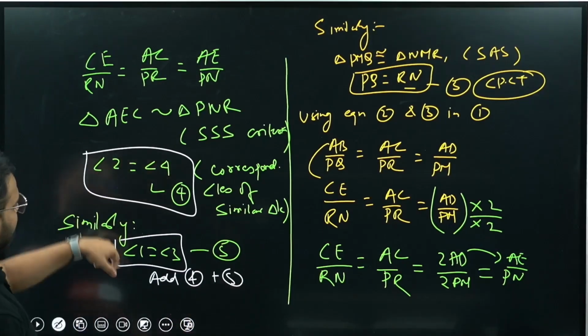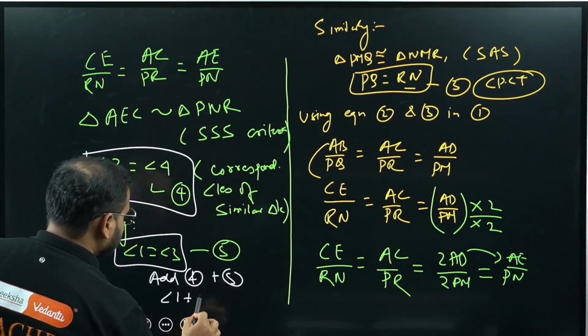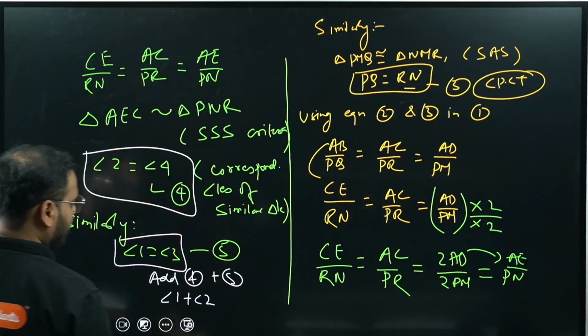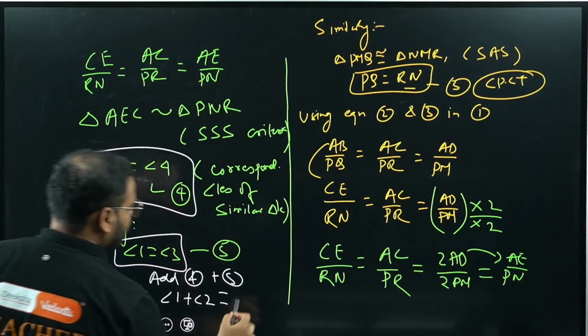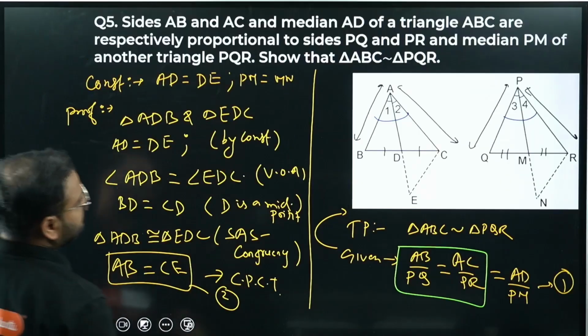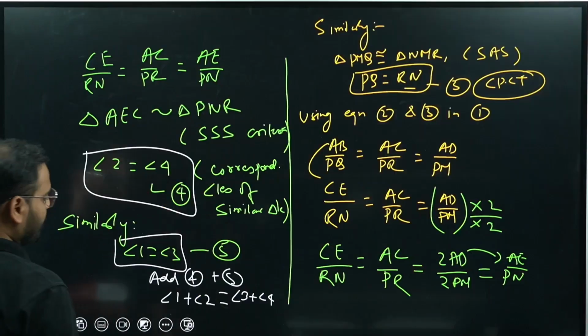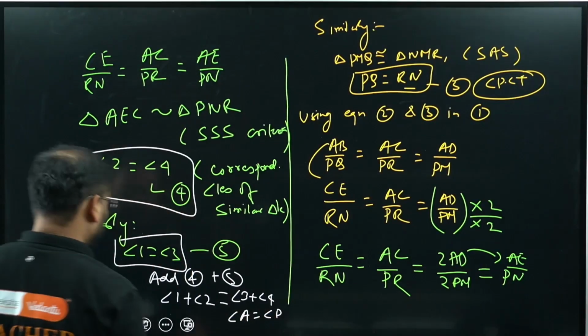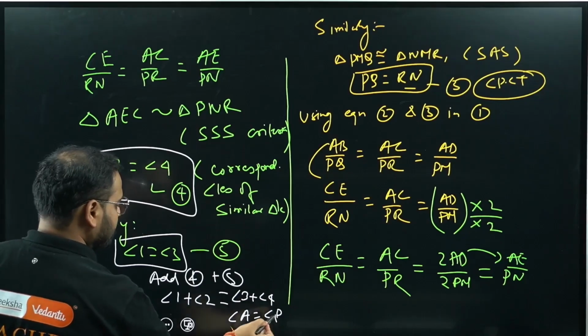What are you going to get? Angle 1 plus angle 2 is how much, sir? Simply angle A. And angle 3 plus angle 4 is how much, sir? Simply angle P. So what I'm getting from here is that angle A is equal to angle P.